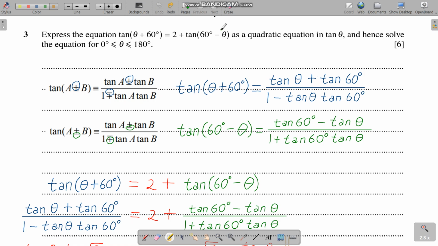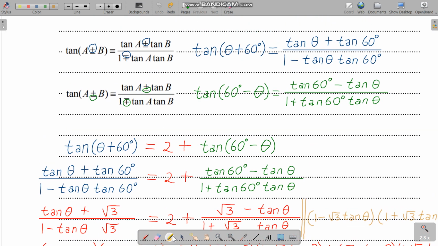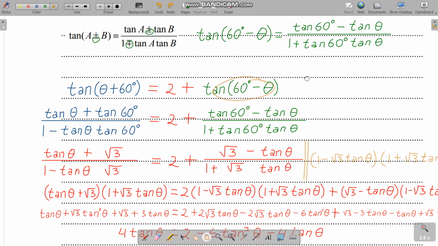And for 60 minus theta, we use the sign at the bottom, so minus, plus: tangent 60 minus tangent theta all over 1 plus tangent 60 tangent theta. So now we replace the tangent of theta plus 60 with this, and tangent of theta minus 60 with this. Now we use the calculator.